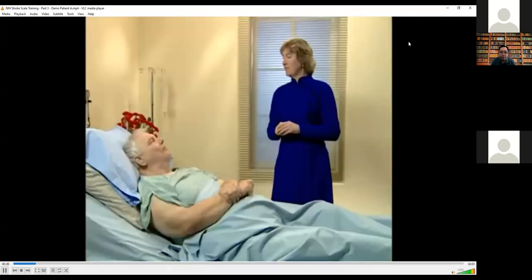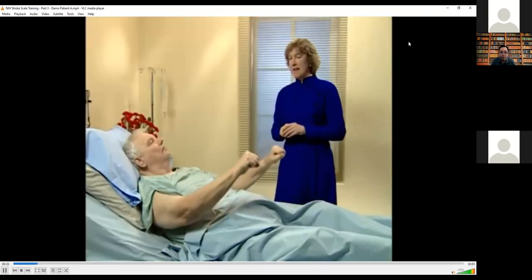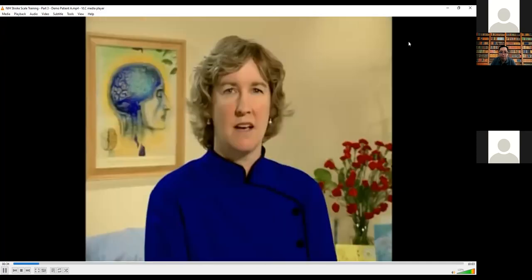Can you make a fist with your hand and now open your hands? On item one, he would score a zero. His age was 71, and although he hesitated on what month it is, he did get it correct. It's February.